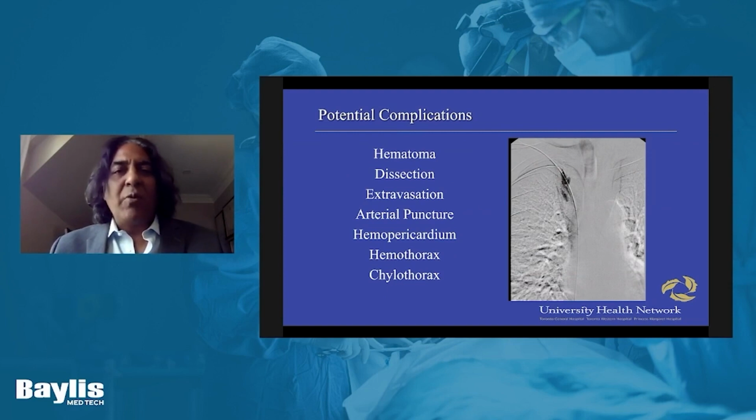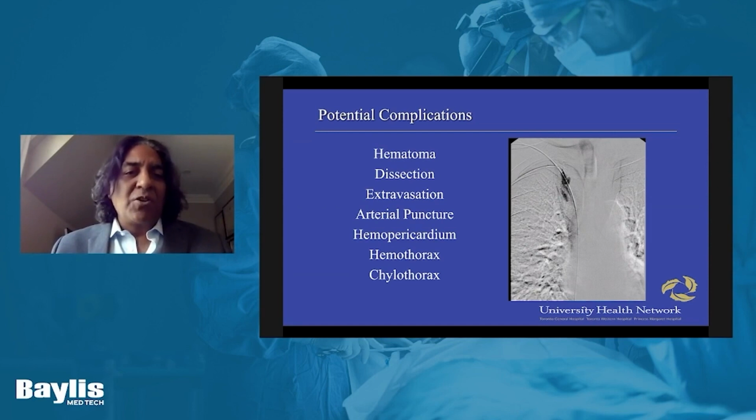You should be aware that with these central venous occlusions, you could get hematomas in the mediastinum, up in the neck. You could get venous dissections, arterial dissections. You could get extravasation into the pericardium, into the mediastinum. You could have an inadvertent arterial puncture. And again, as mentioned, hemopericardium, hemothorax, and even chylothorax are potential complications. So it's important to recognize that these can happen, and they do actually happen.